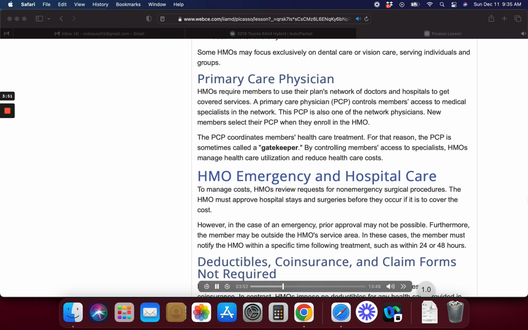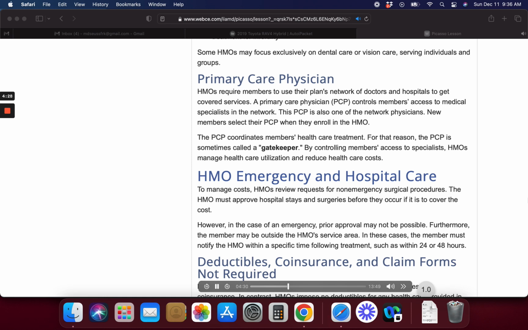HMO emergency and hospital care. To manage costs, HMOs review requests for non-emergency surgical procedures. The HMO must approve hospital stays and surgeries before they occur if it is to cover the cost. However, in the case of an emergency, prior approval may not be possible. Furthermore, the member may be outside the HMO's service area. In these cases, the member must notify the HMO within a specific time following treatment, such as within 24 or 48 hours.